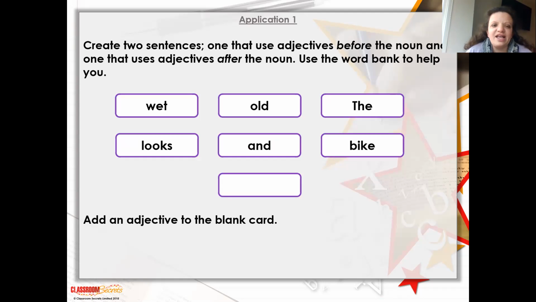Okay, create 2 sentences, one that uses adjectives before the noun and one that uses adjectives after the noun. Use the word bank to help you. So you've got the wet, old, looks, and bike. And you can add an adjective to the blank card as well to help you. Put these words into a sentence. See if you can do one that has adjectives before the noun and one that uses adjectives after the noun. You can use the word bank to help you. Pause and have a go.